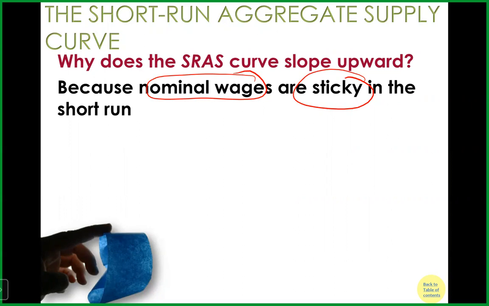But okay, just correct me if I'm wrong. Usually if you work for someone, the base salary or the wage rate is fixed. It's fixed for at least 6 months and even longer. Does it make sense? That's what we mean by sticky wage, meaning this wage is not easy to adjust.